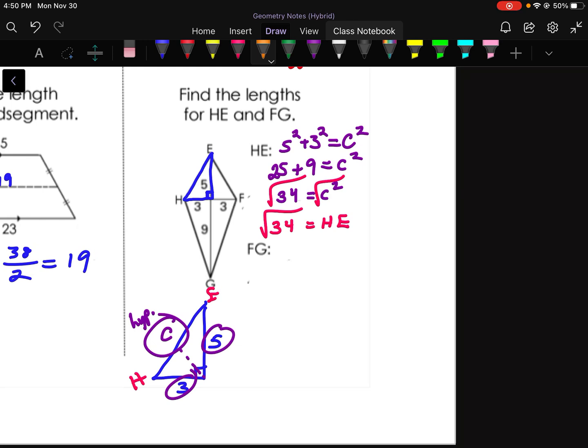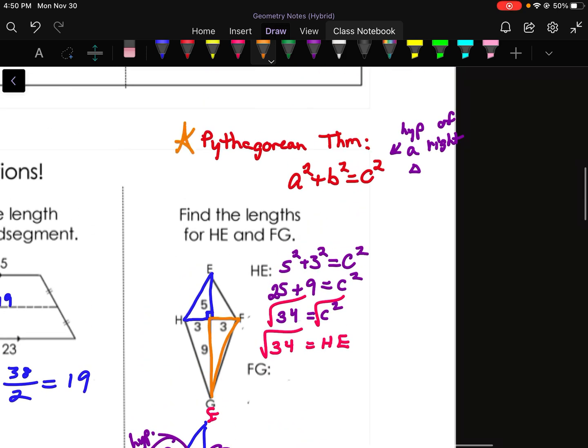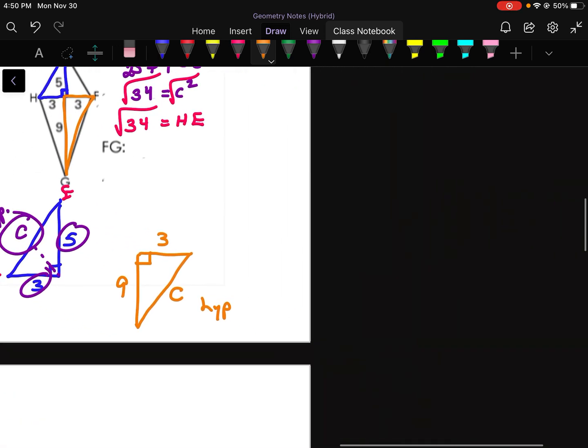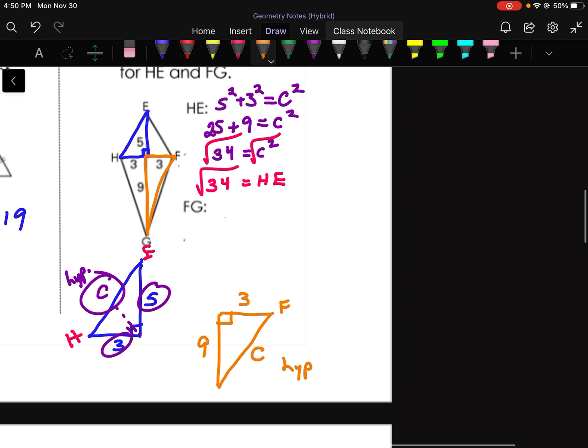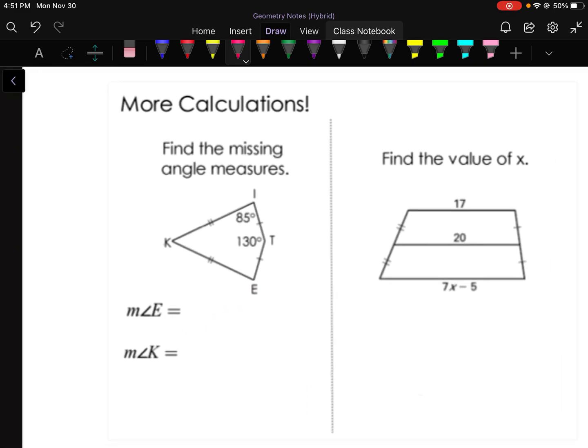I'm going to help you draw it out, but it's FG. So it's this triangle right here. Same exact thing. So we have 9, we have 3, we have my right angle, and I'll even give you this. This is the hypotenuse C out here. So go ahead and use the Pythagorean theorem to find FG. Okay, so I'll leave that one for you. And here's some more calculations again if you'd like to give it a shot.